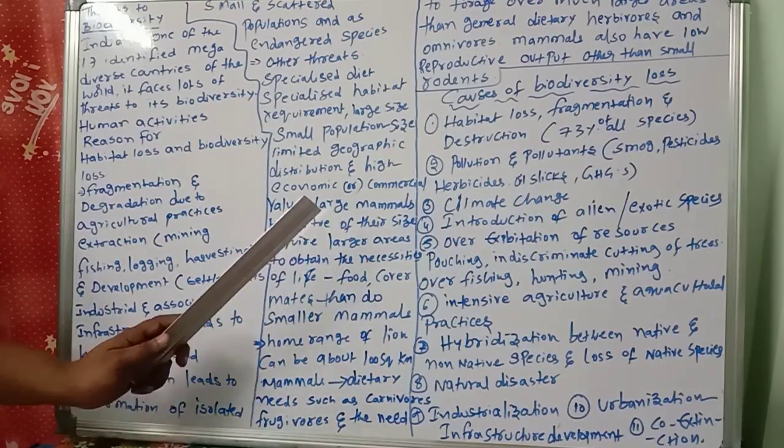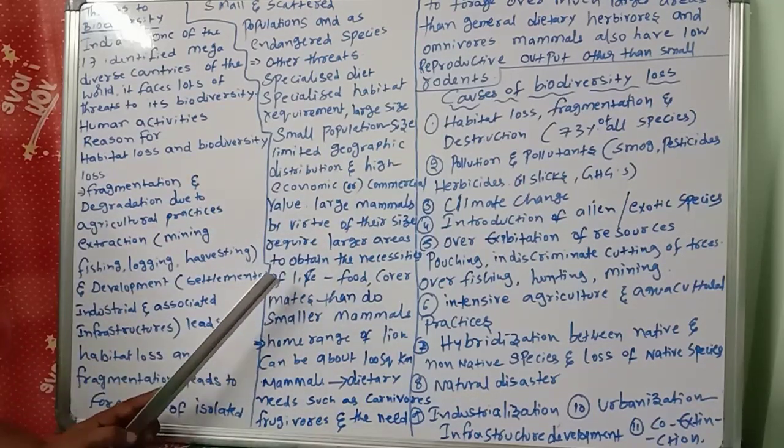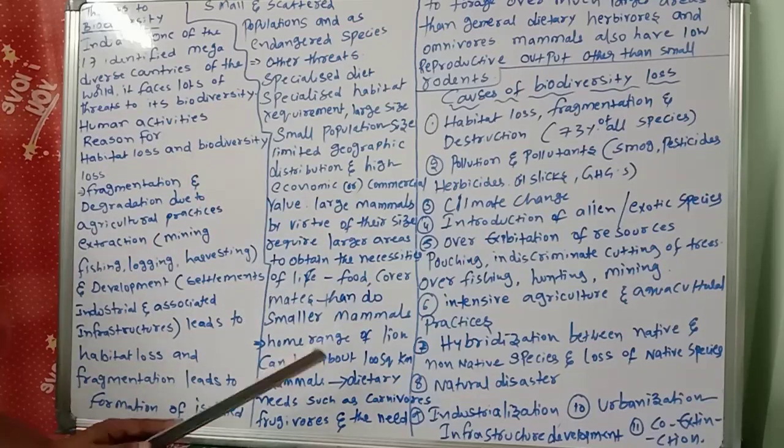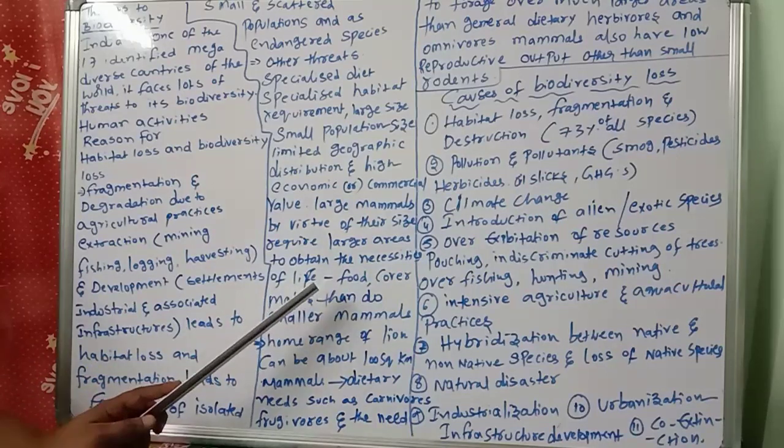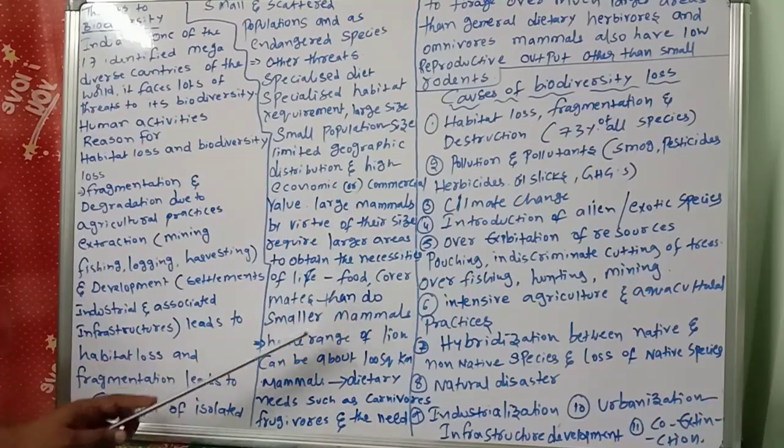Large mammals, by virtue of their size, require large areas to obtain the necessities of life: food, cover, mates. So do smaller mammals.